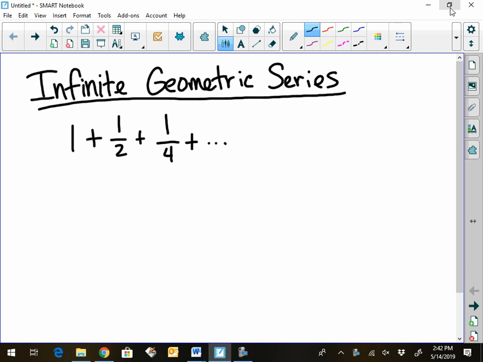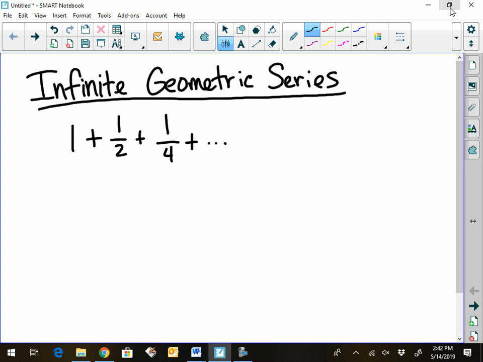Well, this comes from the idea of an infinite geometric series. So remember, the word series means that we're going to add up a sequence of terms. Geometric means that it has a common ratio. And then infinite means that it's not going to stop. It keeps going forever and ever and ever. So in this one, we have 1 plus 1/2 plus 1/4 and so on and so forth. So if we want to add all of these up, notice how this is going to infinity.